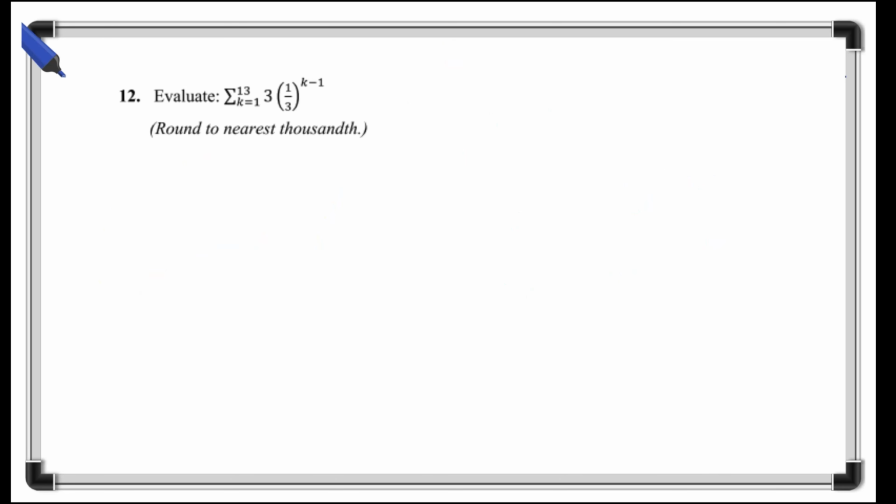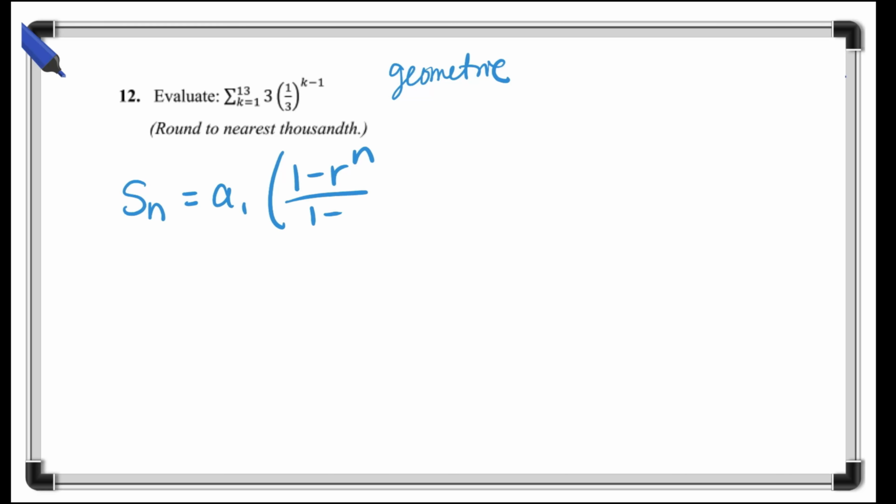Okay, here we've got a summation here. When you look at this formula, it looks like an exponential, so that means that this is going to be geometric. So I'm saying, my S sub n, my sum, is a sub 1 times 1 minus r to the n over 1 minus r. Okay, so we're starting at 1, going all the way to 13. So that is a total of 13 terms. Okay, so n is 13.